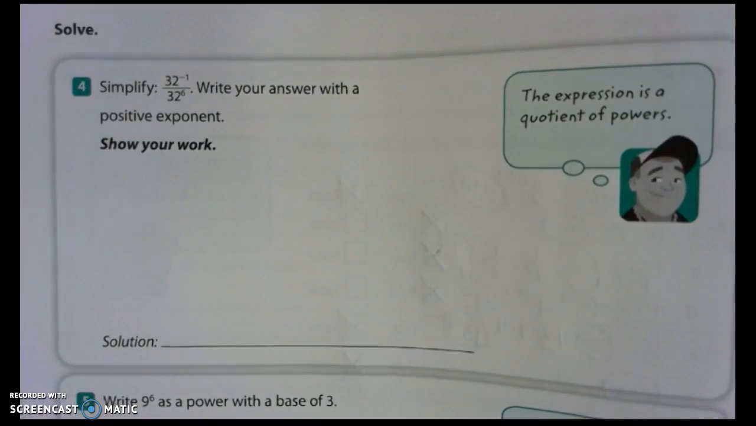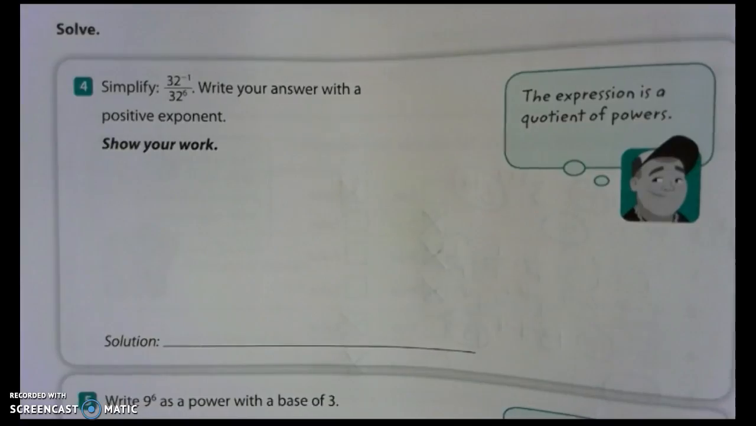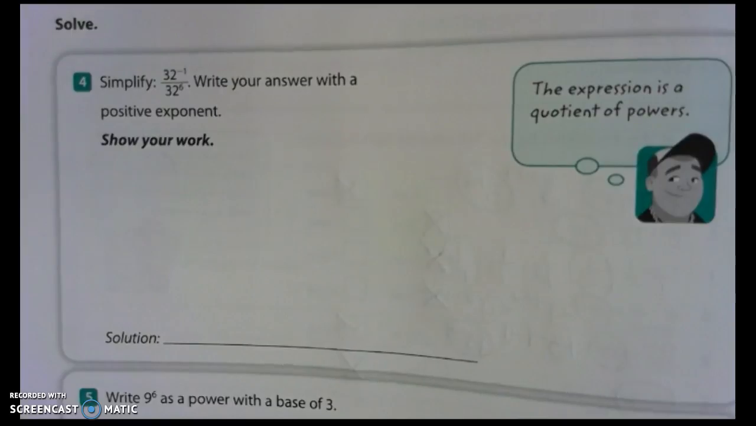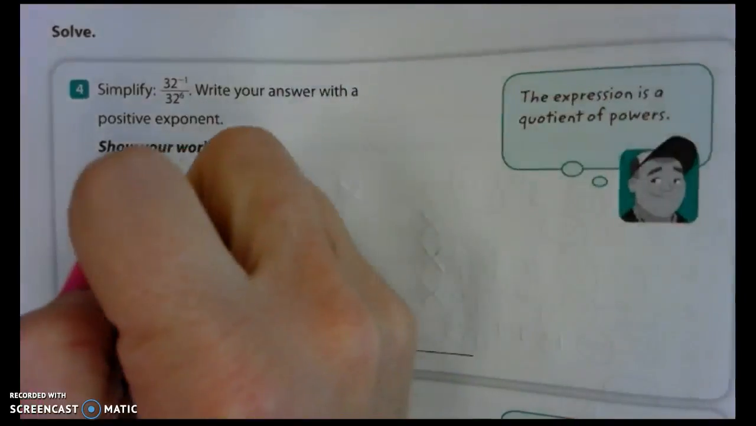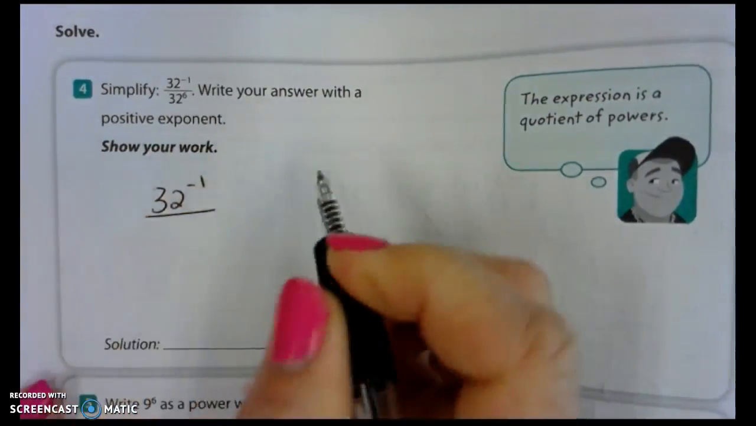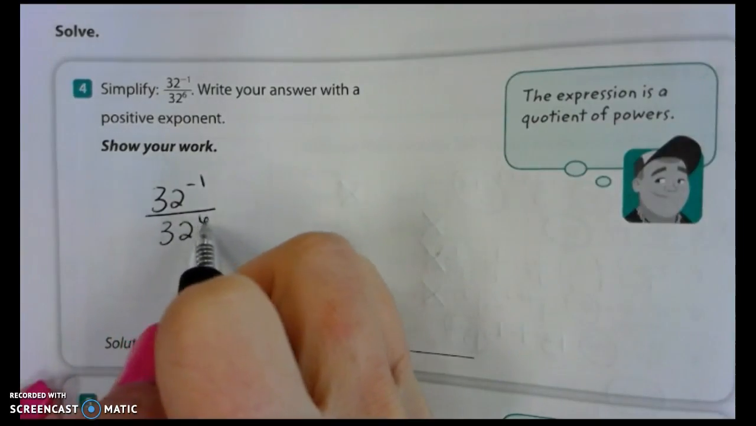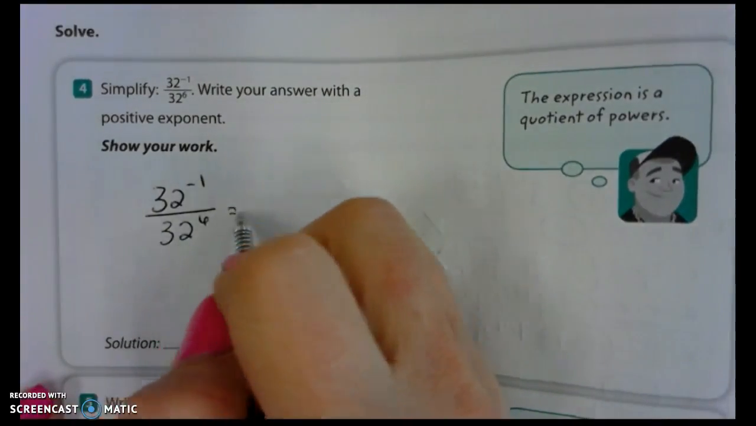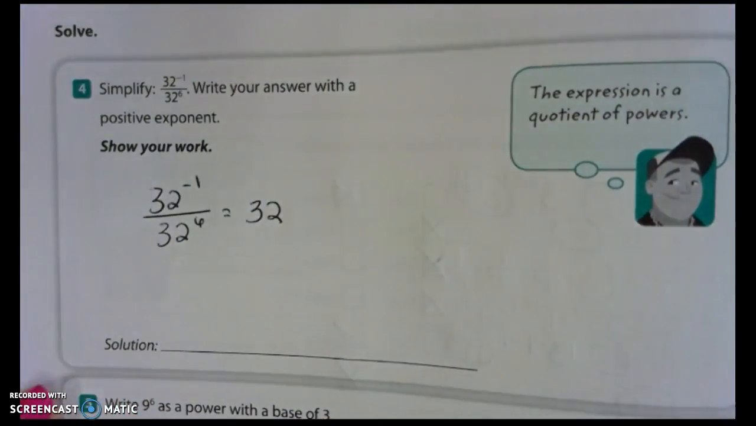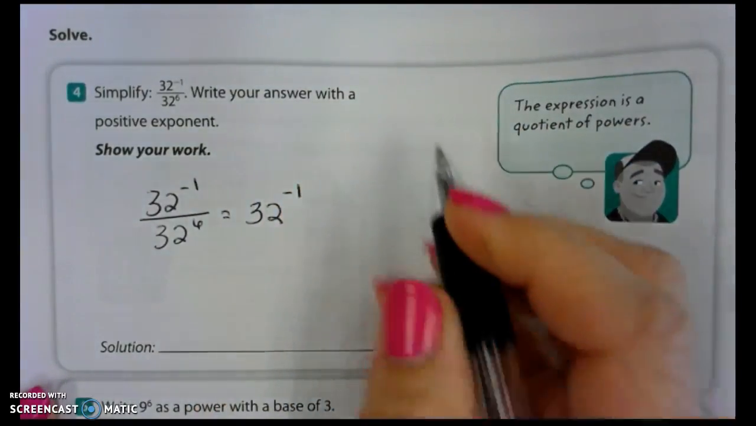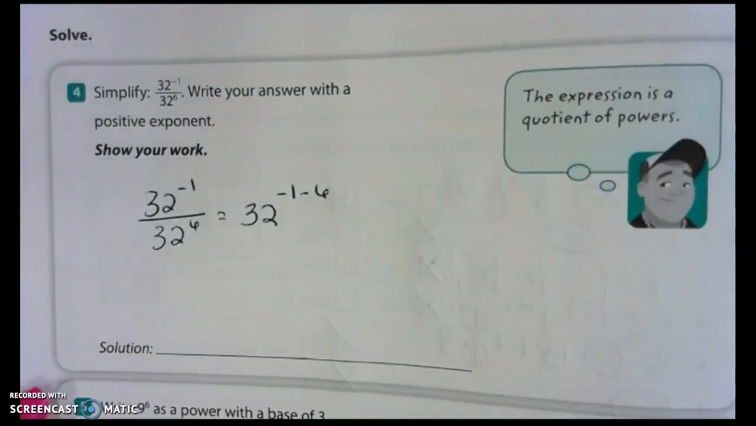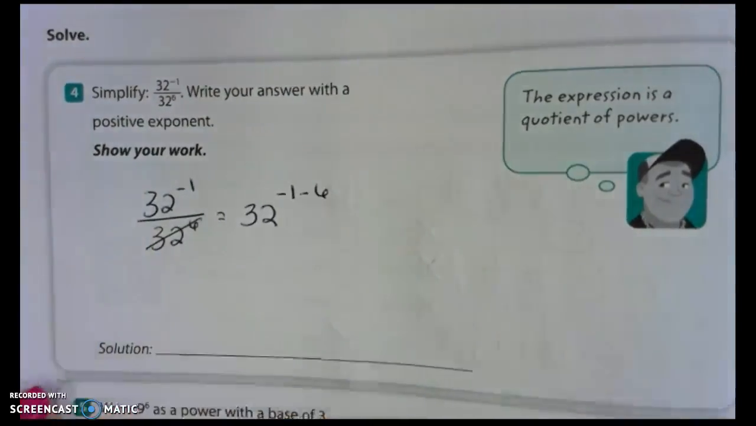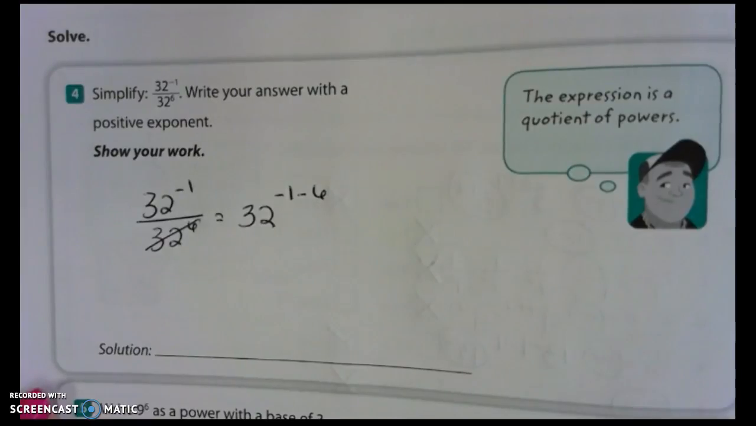Number 4, simplify 32 to the negative 1 over 32 to the positive 6 and write your answer with a positive exponent. Now, I'll go ahead and tell you there is more than one correct way to do this. I'm going to start off with the quotient rule. You've got 32 to the negative 1 over 32 to the positive 6. The quotient rule says since the bases are the same, we keep the base, 32, we subtract the exponents, negative 1 minus positive 6. That gets rid of the 6 copies of 32 in the denominator.